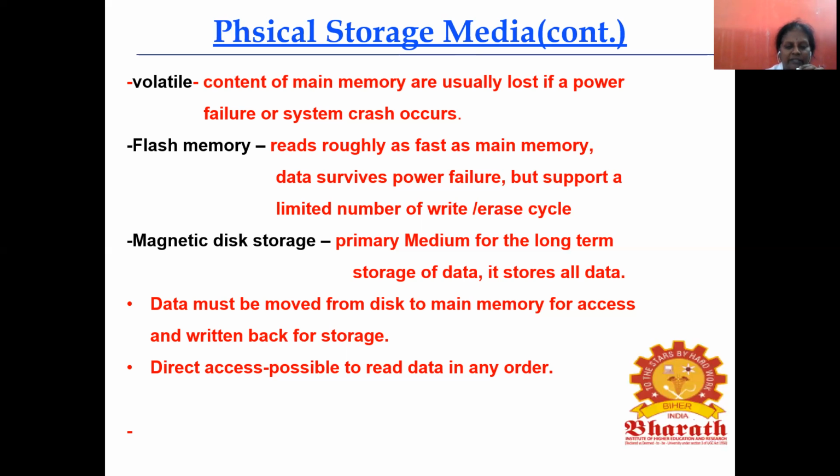Next one is direct access, possible to read data in any order. So in a magnetic disk, whatever files we are entering can be directly accessed in any order. It is not sequential or any other. Wherever the file is, it can be accessed directly.